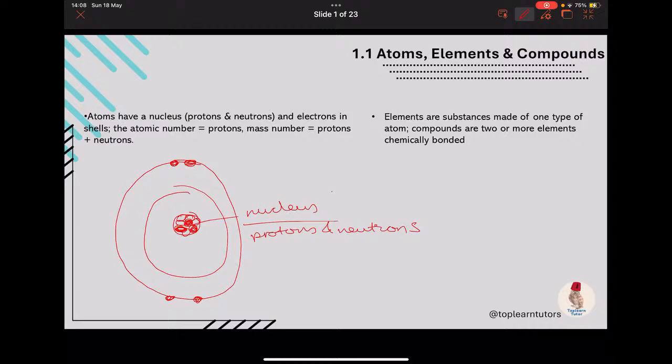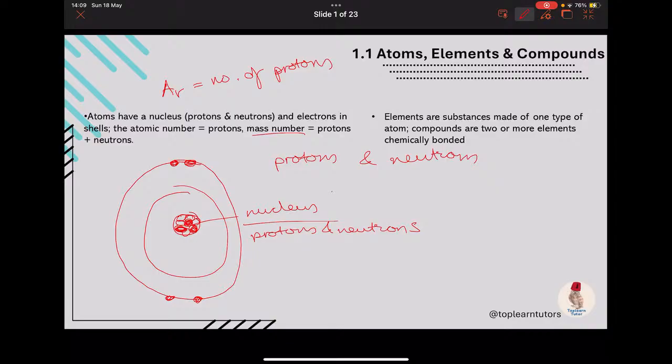So what we need to know is that the atomic number equals the number of protons. This is the same for any atom of the same element. So for a gold atom and another isotope of gold, as long as it is gold, the number of protons remains the same. However, for isotopes, the mass number is different. The mass number is the protons and neutrons, both together, and this can differ in isotopes.